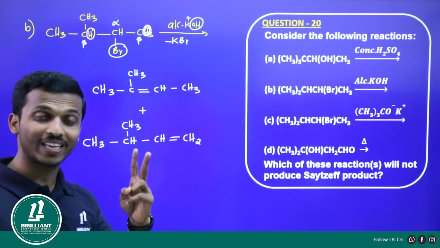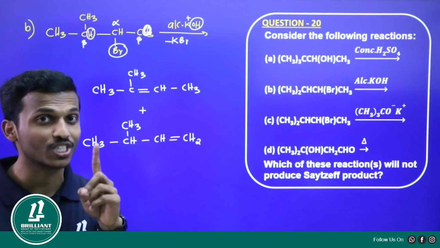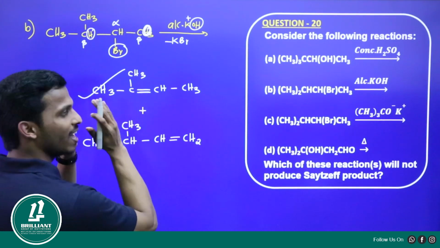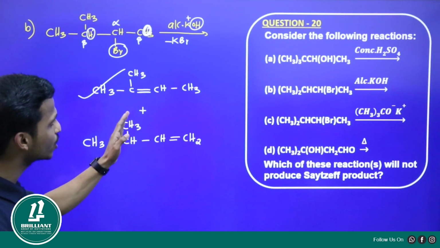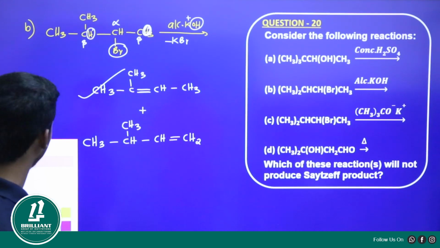So here two alkenes are forming, but according to Zaitsev rule, which is the more stable product? This one, because this is the more substituted alkene, right? So here also Zaitsev rule is obeyed. So let's go with option C.